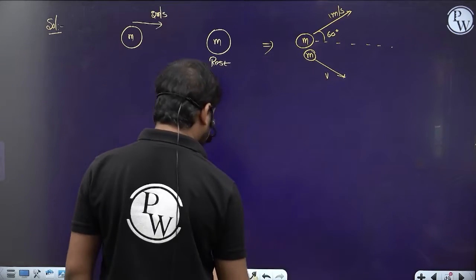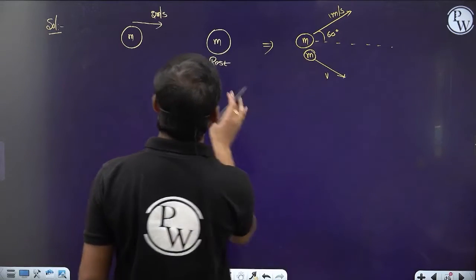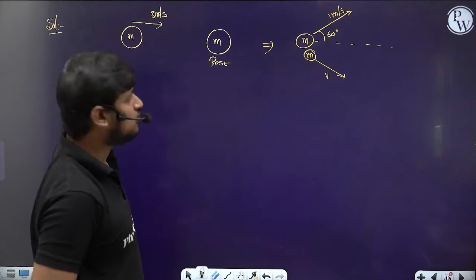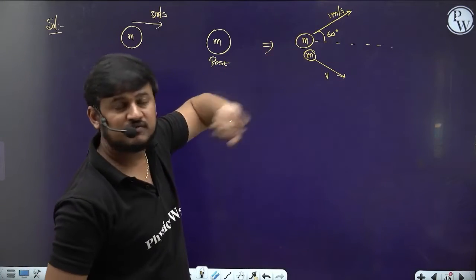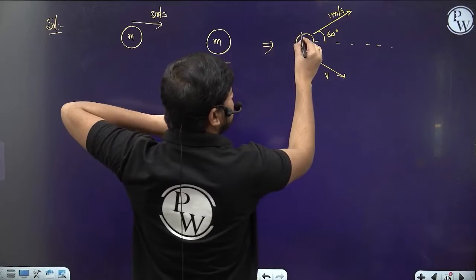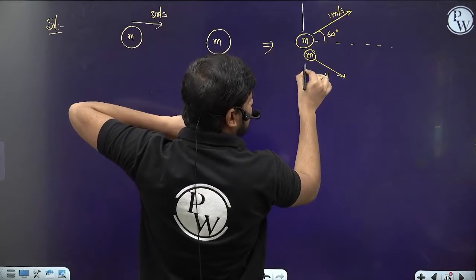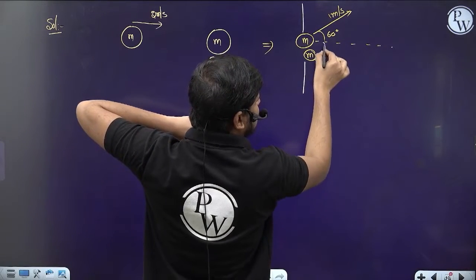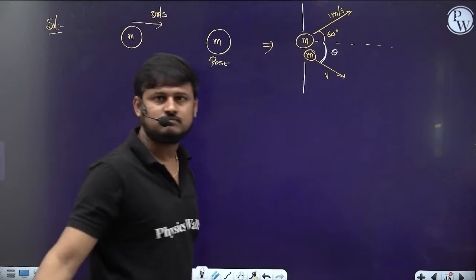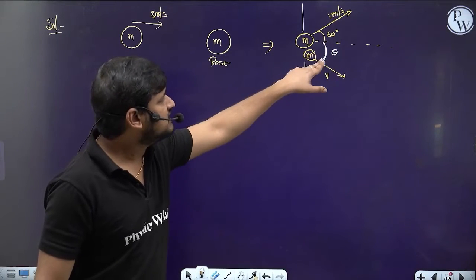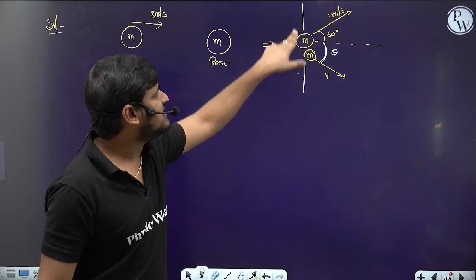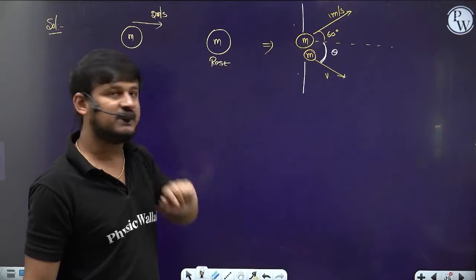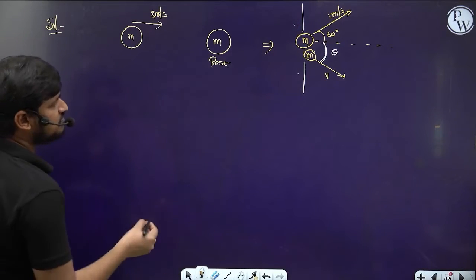Because the initial momentum in the y direction is 0, therefore the final momentum in the y direction also should be 0. So this ball has momentum this side and the other ball should move with some other angle. Let this angle be theta. Then one of its momentum components will cancel the momentum component in y. Understanding? So now simply apply the concept.